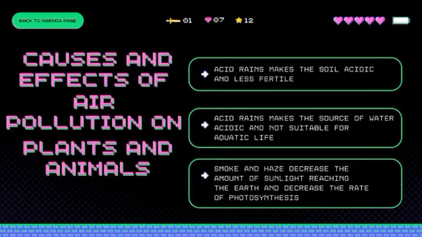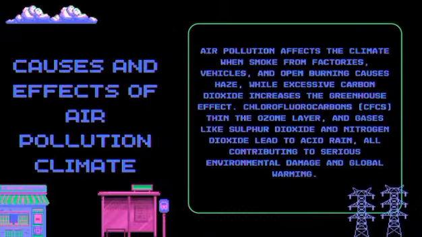I will now talk about how air pollution harms plants and animals. Acid rain makes the soil and water acidic, which makes it hard for plants to grow and for fish and other aquatic life to survive. Additionally, smoke and haze can block sunlight from reaching the Earth's surface. This decreases the amount of photosynthesis that plants can do, which is how they make their food.